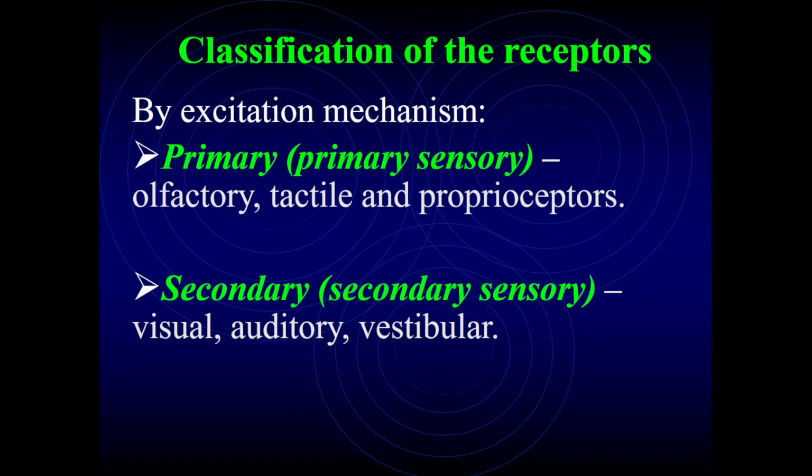And one more classification, by excitation mechanism. There are primary and secondary receptors. Primary sensory receptors there are olfactory, tactile, and proprioceptors. Primary receptors are nerve endings. Secondary sensory receptors, there are visual, auditory, and vestibular. There are very specialized receptor cells.